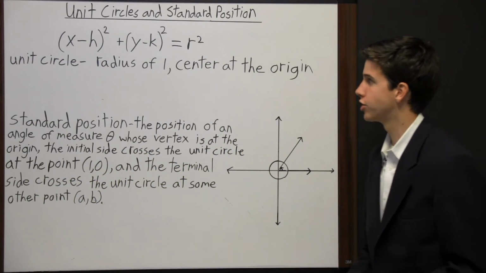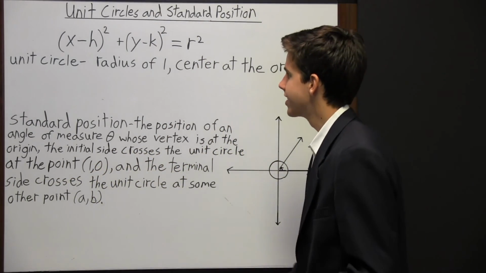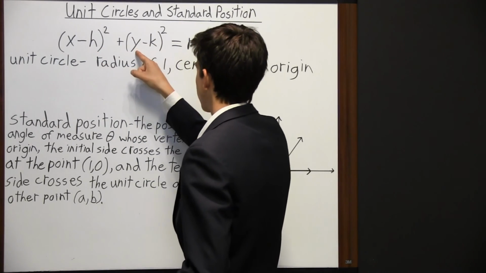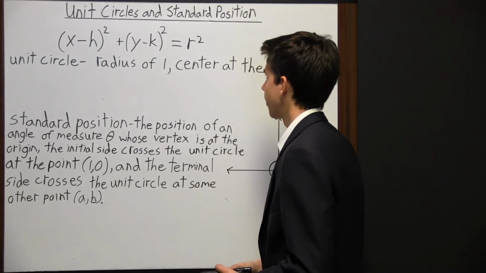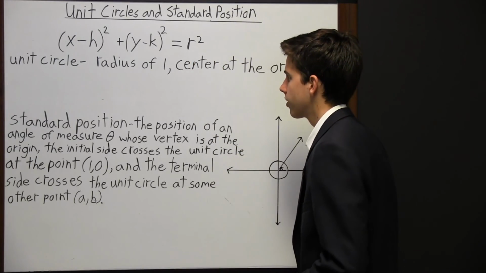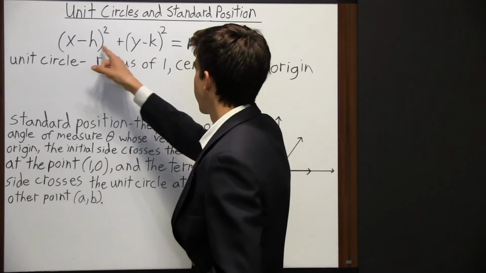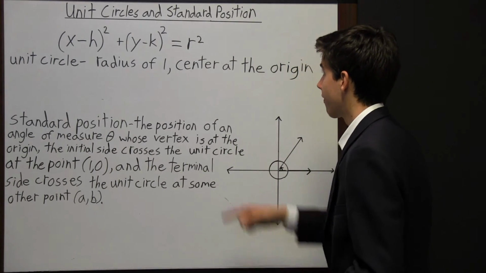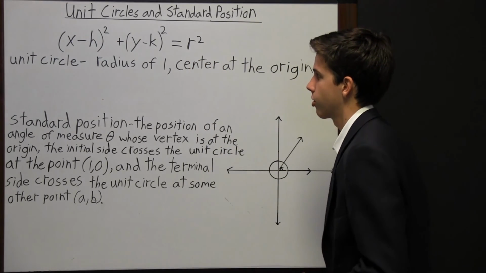The general equation for a circle is the quantity of x minus h squared plus the quantity of y minus k squared equals r squared. So here, h and k are the coordinates for the center of the circle on a coordinate plane, and then r is the radius of the circle.